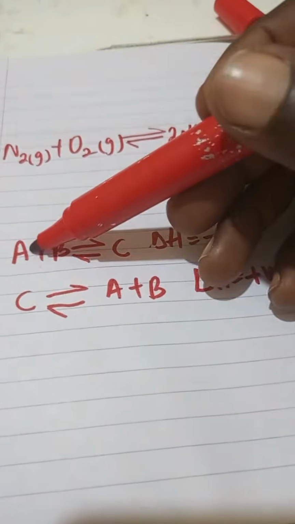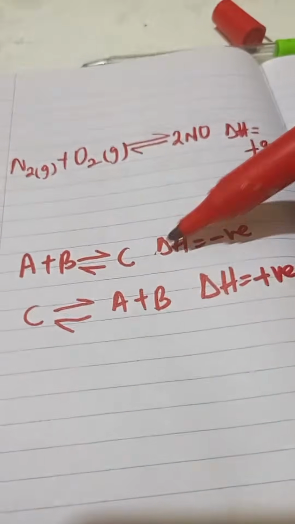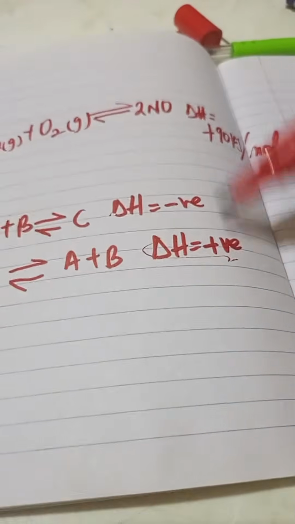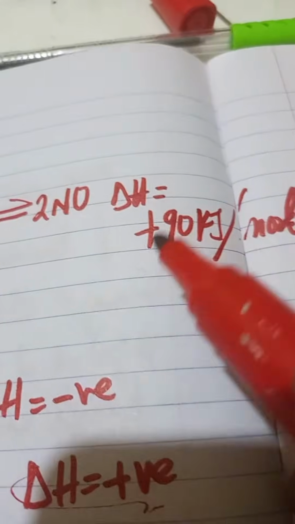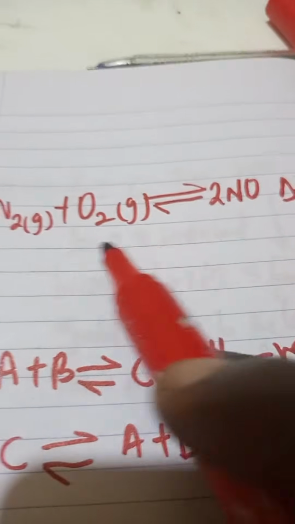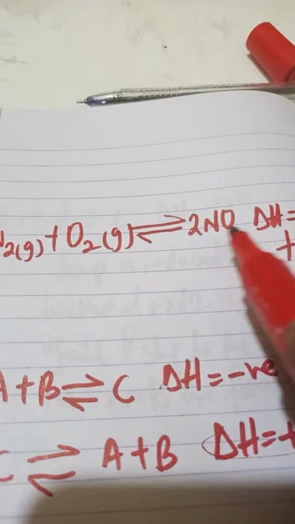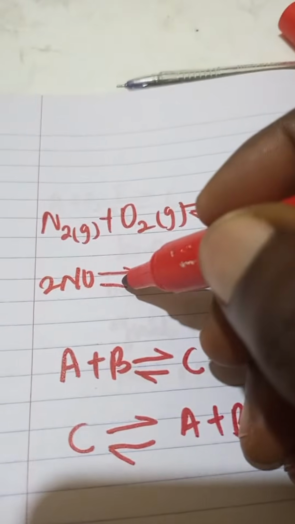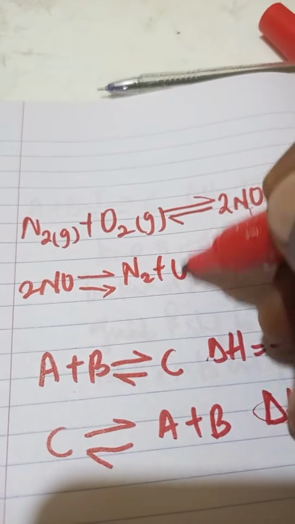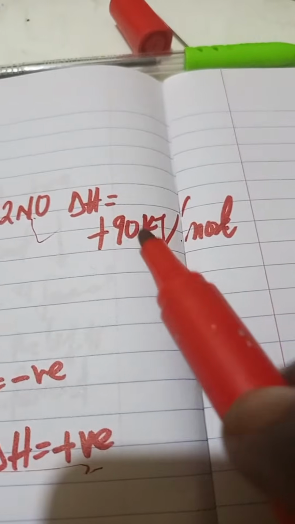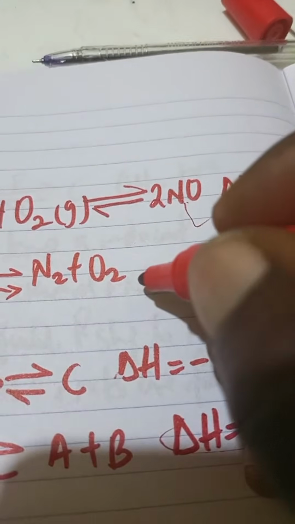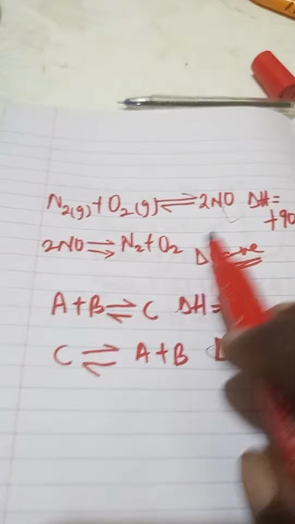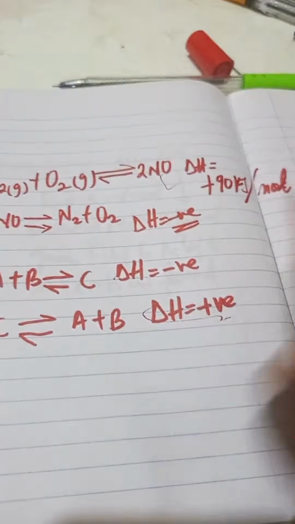This is what you'll be given: A plus B produce C, delta H negative. But if I reverse it, if I put this C here and this A plus B here, this whole thing will become positive. This one will be endothermic. Just like this reaction, N2 plus O2 gives 2NO, endothermic. But if I write 2NO produce N2 plus O2, because the initial one was positive, now it's going to be exothermic. I'm going to write delta H negative. Please, this is very important. When you reverse the reaction, the delta H will change. I hope you understand that.